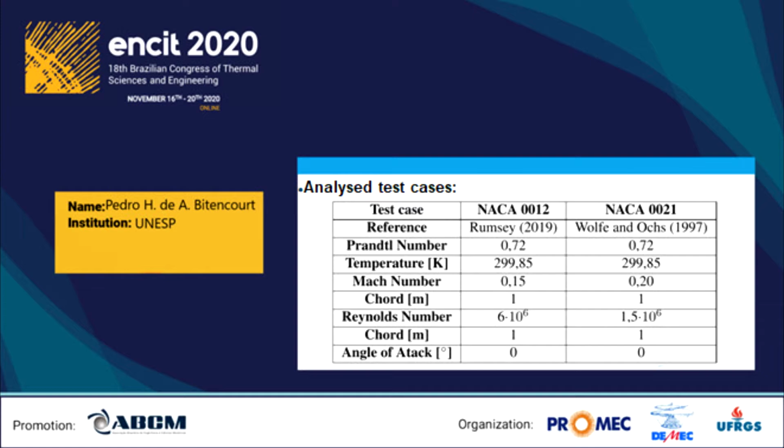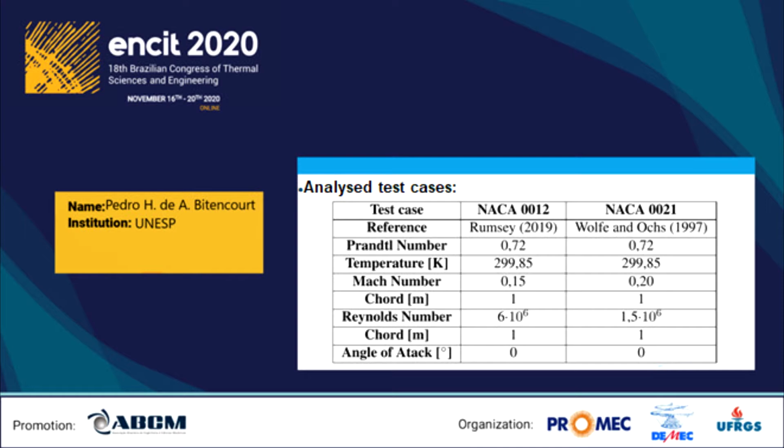To verify the quality of the mesh generated, we test different flow conditions, as is presented in the chart. The first test case verified was found in RANS, and consists of incompressible, turbulent, and steady flow over a NACA 0012 airfoil. The second test case defined in the study was for the airfoil NACA 0021. Wolf and Ox were the reference we used.